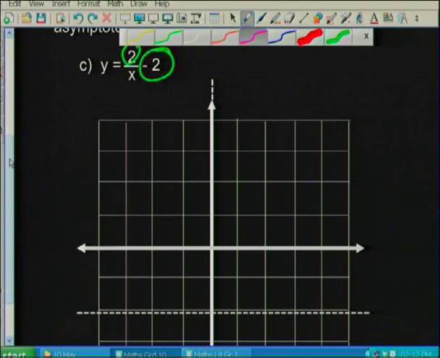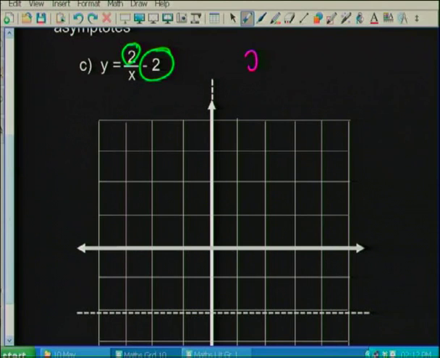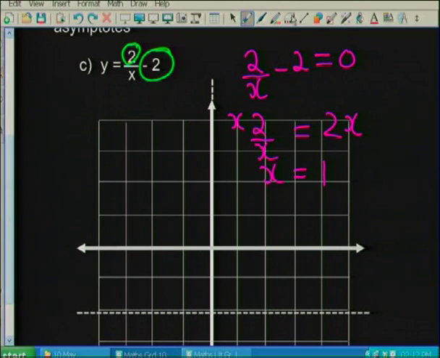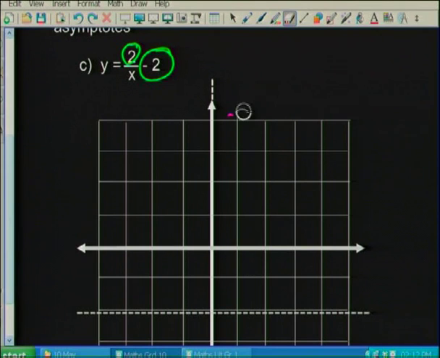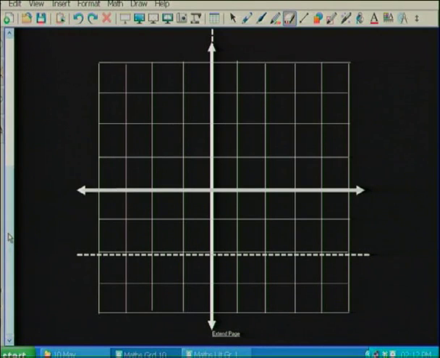Now I need to calculate where my hyperbola intersects the x-axis, because from my rough sketch I could see that there was an x-intercept. So 2 over x minus 2 is equal to 0. So 2 over x is equal to 2. Multiplying through by x, I get 2x is 2, so x is 1. So I have an intercept with the x-axis at x equal to 1, and that seems to be consistent with the sketch that I had earlier. That's my y-axis, that's my x-axis.